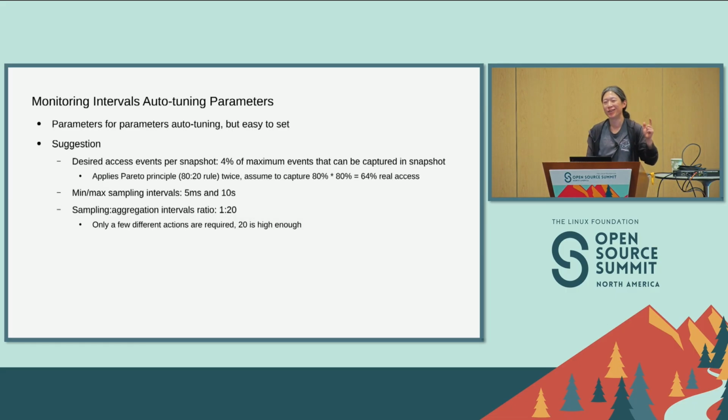I'm not really confident about whether this makes sense, but in my test setup, this works very well. Also, the minimum and maximum sampling intervals could be 5 milliseconds and 10 seconds, just a naive set. And the sampling to augmentation intervals ratio could be 1 to 20, in my opinion, because it's just a rule of thumb. Based on my test setup and my experience from production usage of DAMON, 1 to 20 worked in most cases.